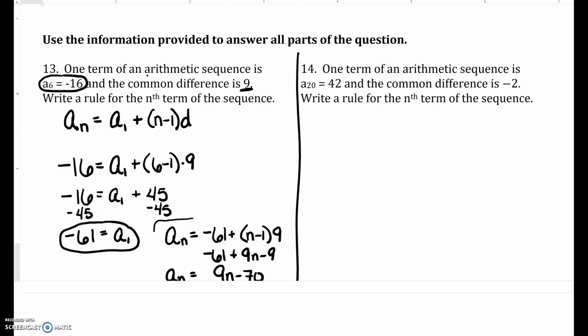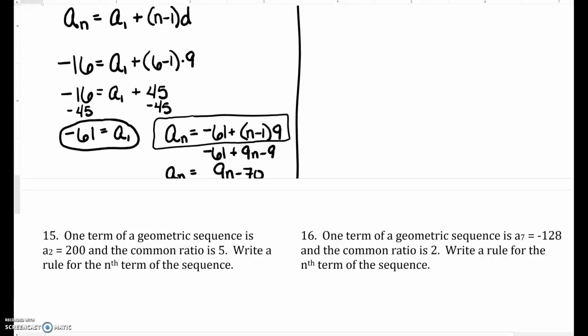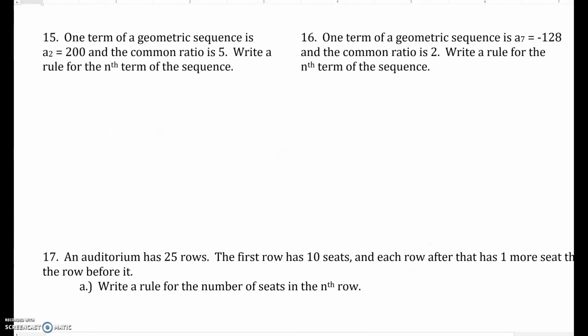But really, truly, if you left it like this, I probably wouldn't count it wrong, because that shows me that you used the rule, you found the first term, you plugged the first term and the common difference in. Now you can practice on your own by trying number 14 on your own and comparing your answer to the answer key online. Let's look at number 15.